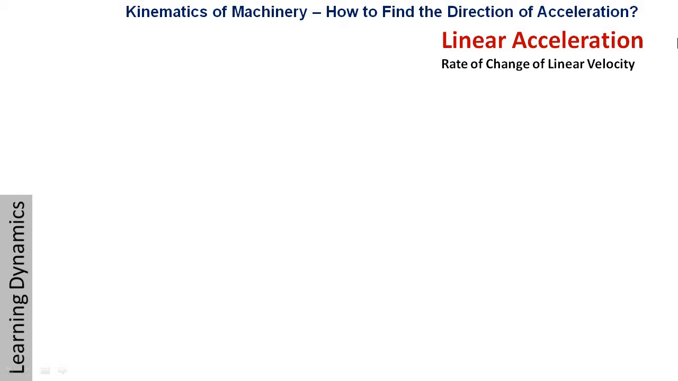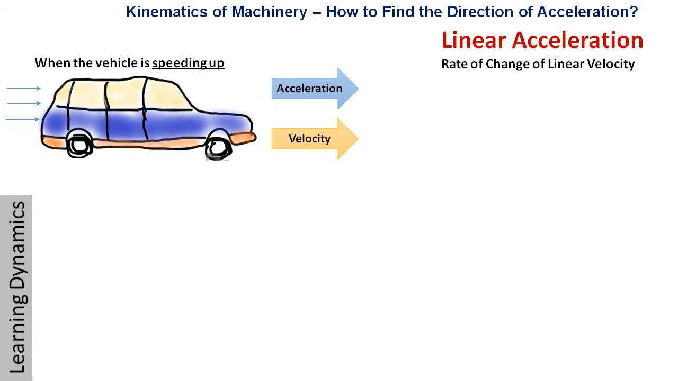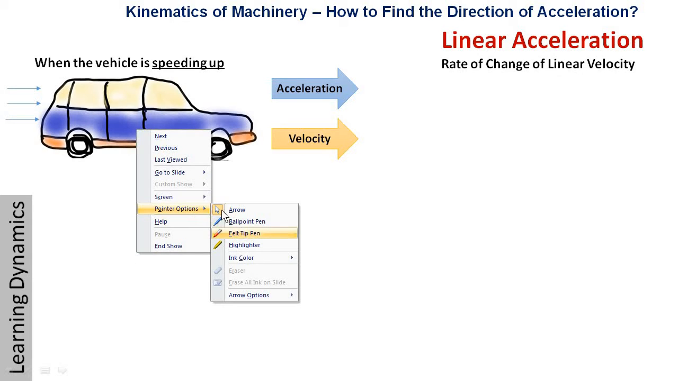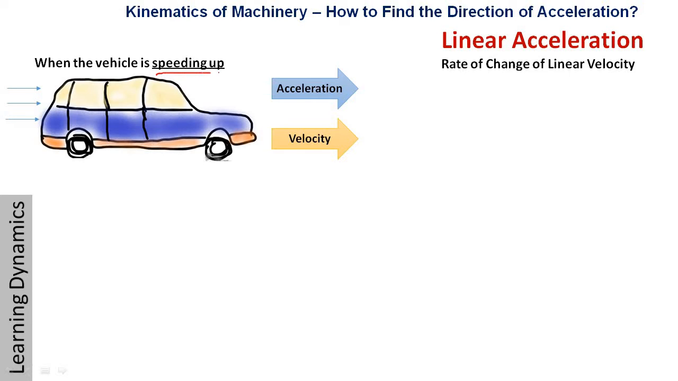Now we have to understand what is linear acceleration. It is the acceleration of an object making a linear motion. In this particular case, let's look at a vehicle which is traveling on a straight line. In the case when the vehicle is speeding up, when the vehicle is accelerating, the acceleration will be in the same direction as the velocity. When the vehicle is traveling along a straight line, the velocity will be in the direction of the vehicle. So when the vehicle is speeding up, the acceleration will be in the same direction as the velocity.